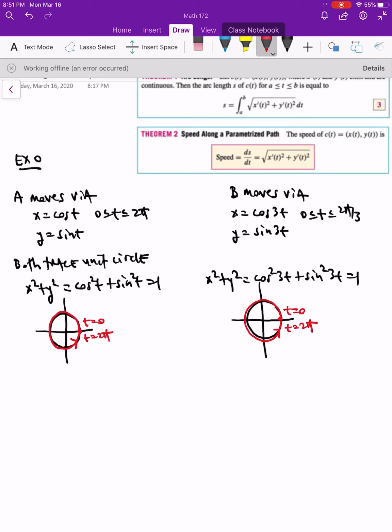Okay, so these curves are tracing the same path, but it's evident that B traces the curve with 3 times the speed of A, because the parameter interval is exactly 1/3 that of A. Now to see how this shows up in the formulas above, let's compute both the length and the speed. Of course, the lengths should be the same. They should be 2 pi in each case.